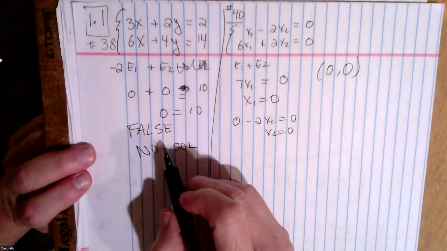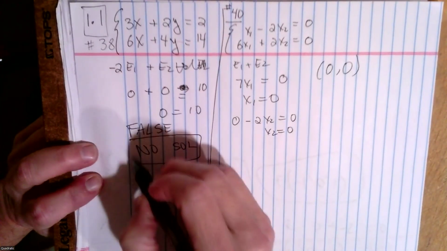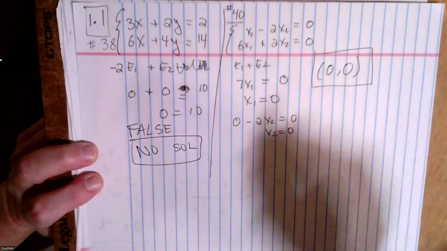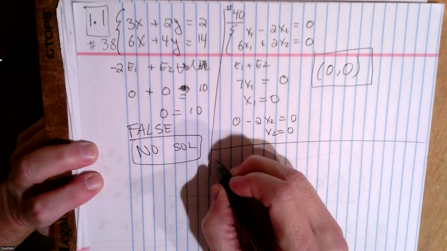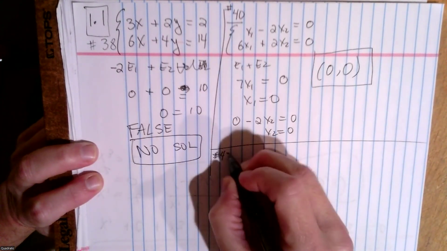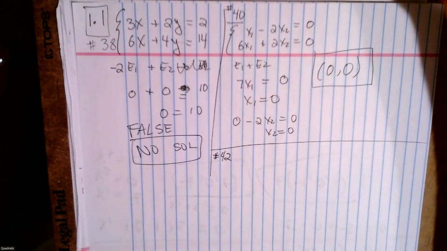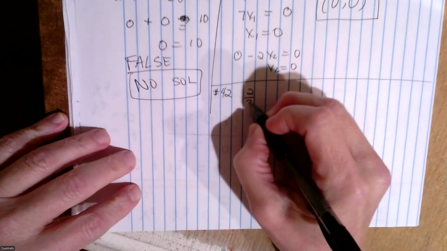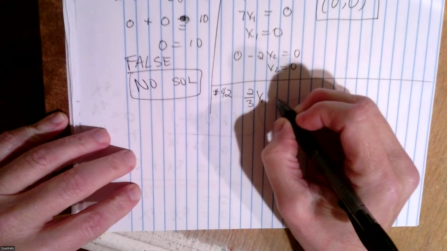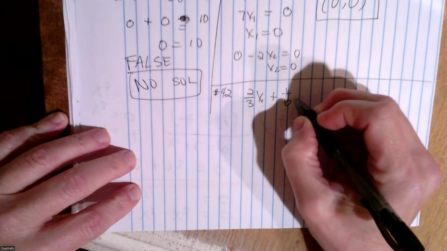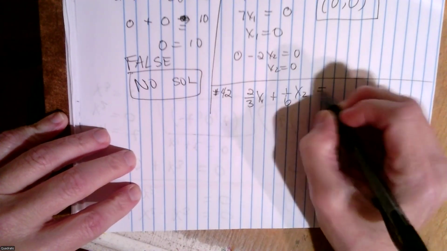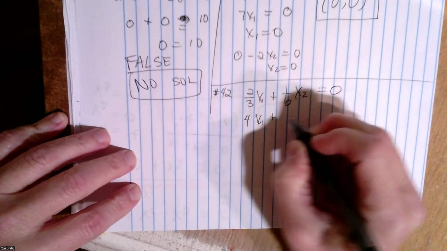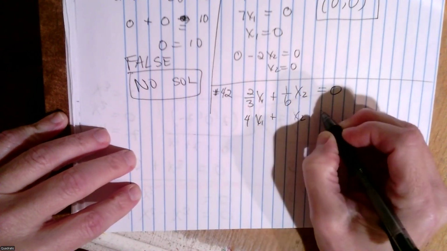So the first system had no solution. This one has one unique solution. And let's look at number 42. Just to remind you what that looks like, it was 2/3 x1, and if you don't believe me, you can replay the video, plus 1/6 x2 equals 0. And then it was 4x1 plus x2 also equals 0.